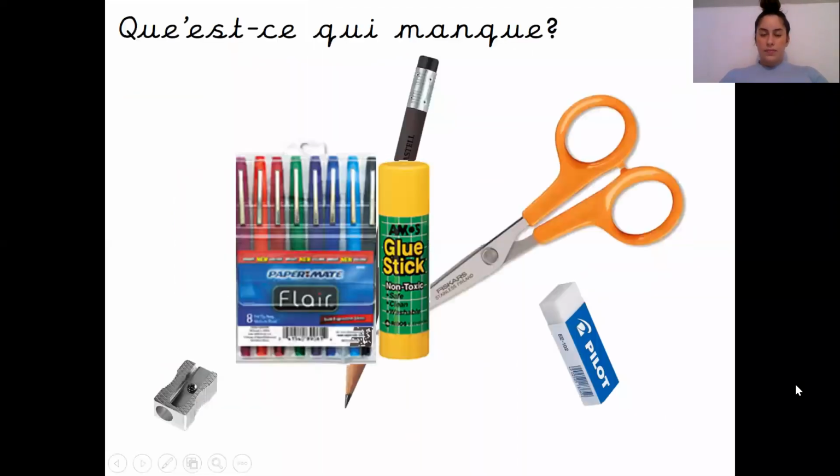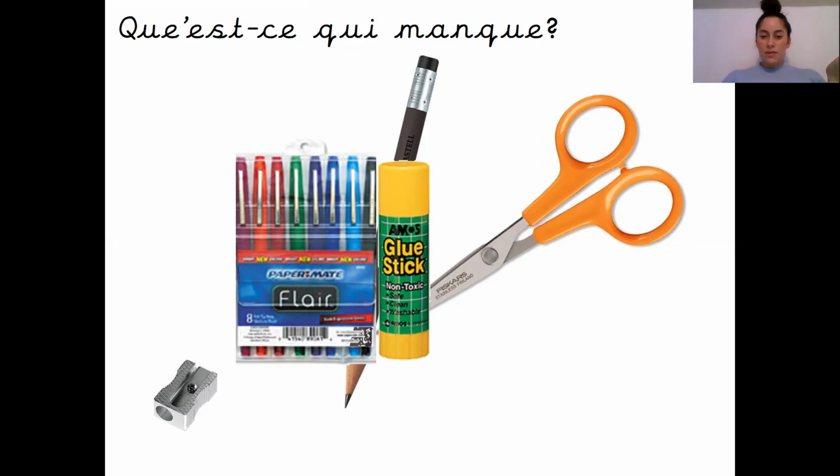Okay. Now we're going to do this activity where you've got these items here, and then at the top it says qu'est-ce qui manque, which means what's missing. Qu'est-ce qui manque? Okay. So now, can you say the item that's missing? I'll show you the previous page.